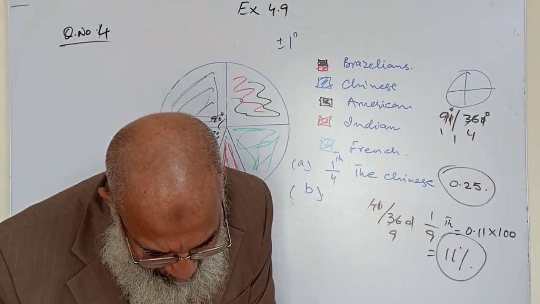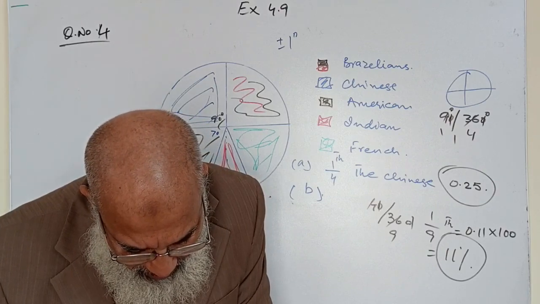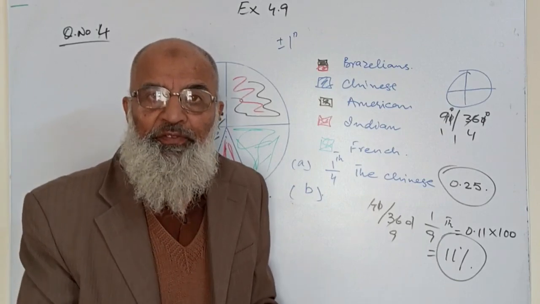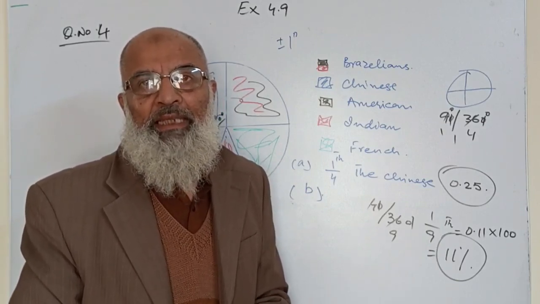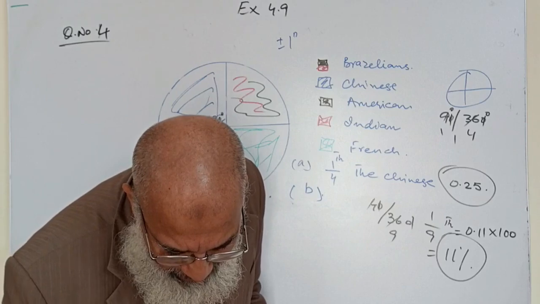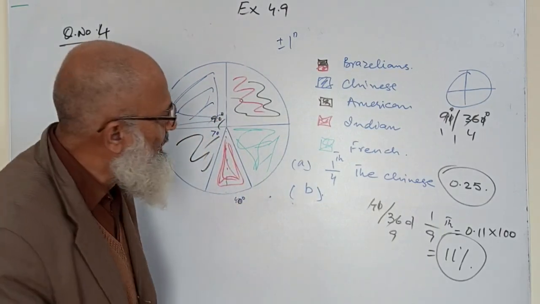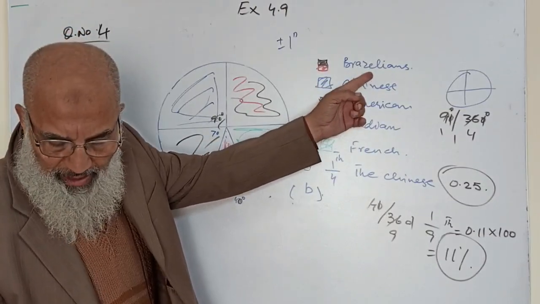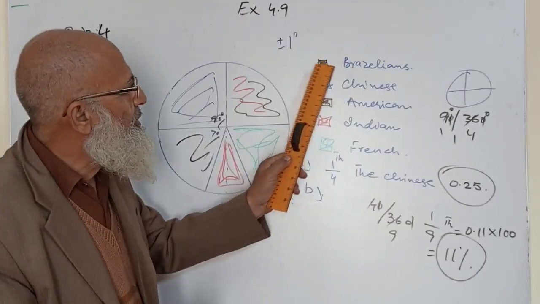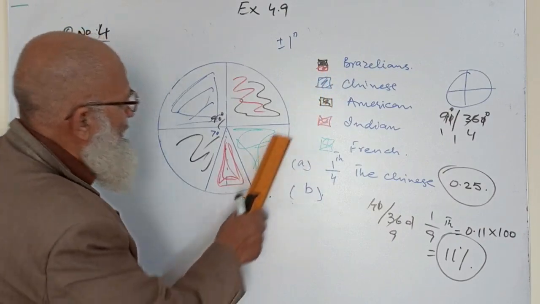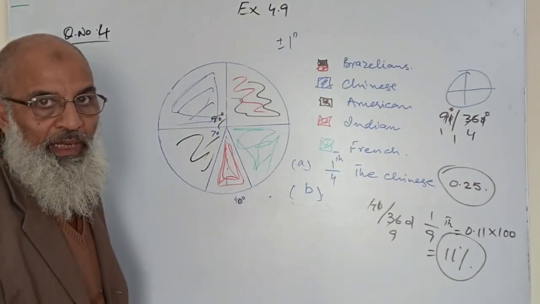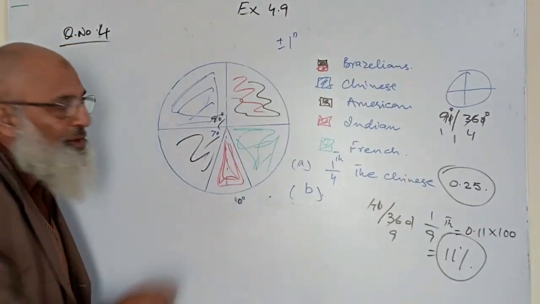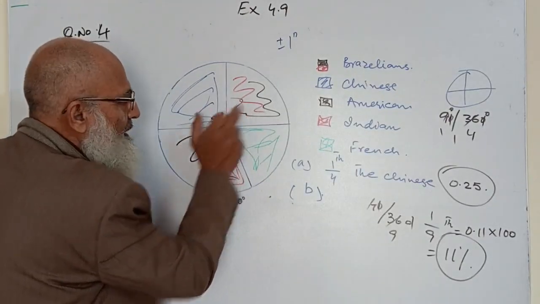Part C. Write the ratio of Brazilian students to total students as a decimal. As a decimal, it is written specifically. Where are the Brazilian students? Here are the Brazilian students, at the top, the black and the red sector. Now the black and the red sector, as you know, is the supplementary of this angle. So if this is 90, this is again 90.